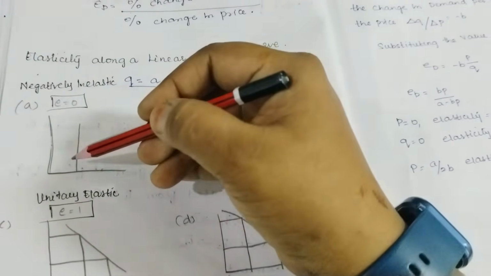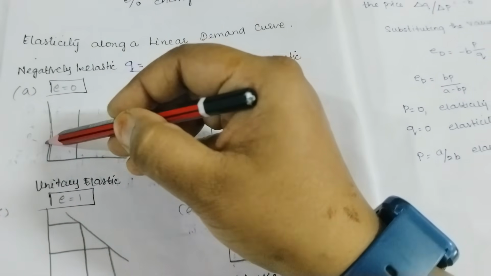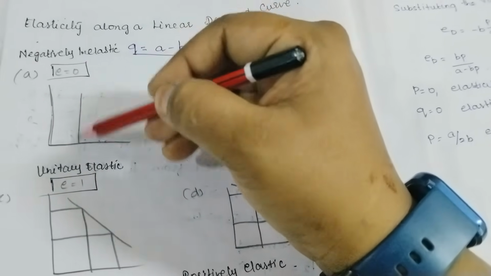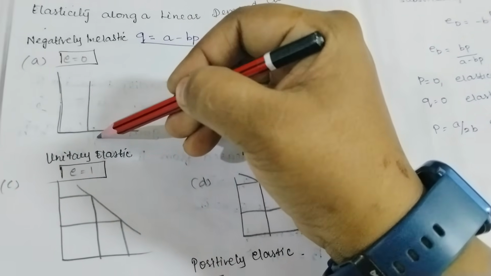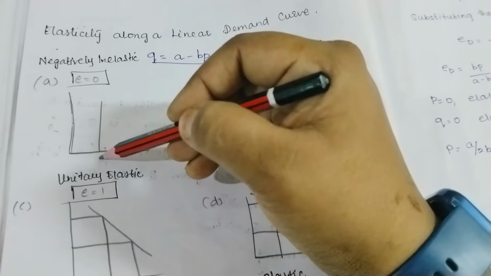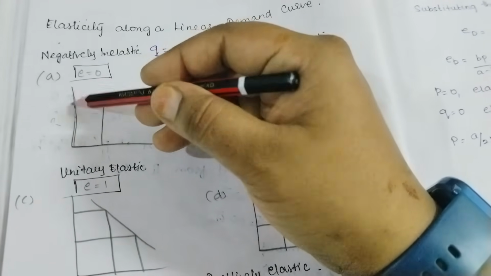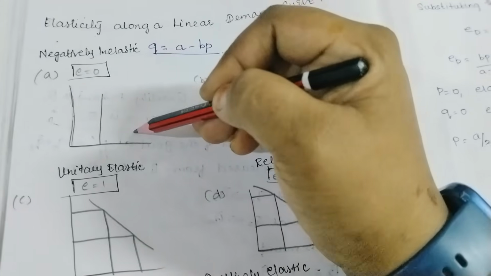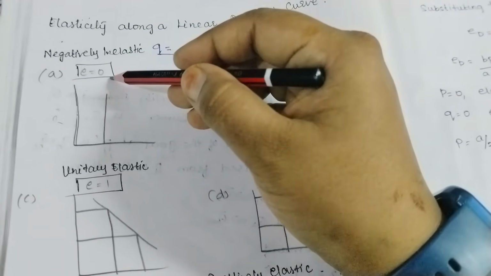Here you can see whatever be the price, the demand will remain the same. For salt, for petrol, for medicine, for ventilator, whatever be the price, only during necessity will we purchase. So whatever be the change in price, it is not going to create any impact in the demand. So elasticity is completely zero.